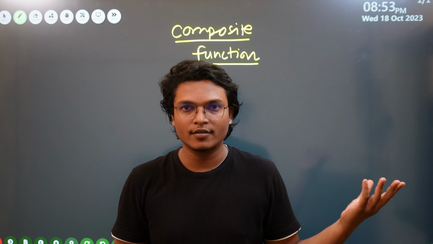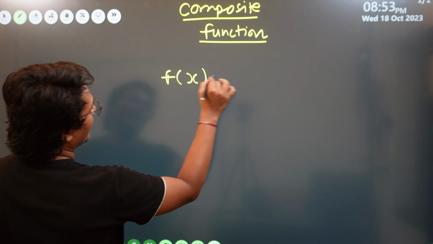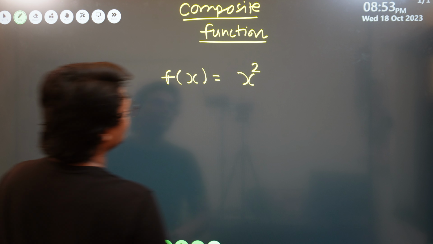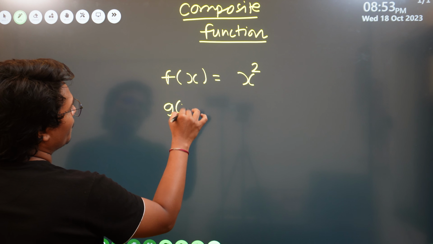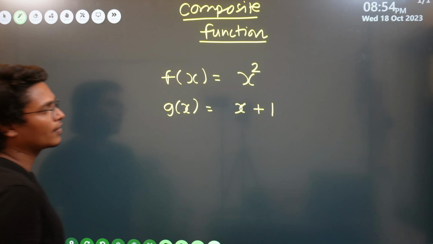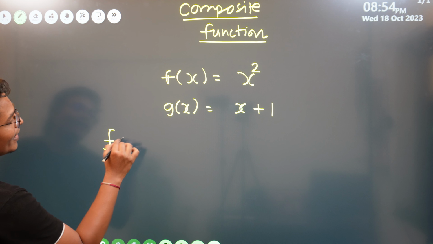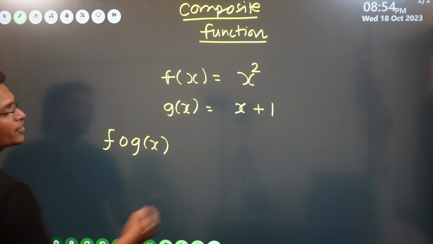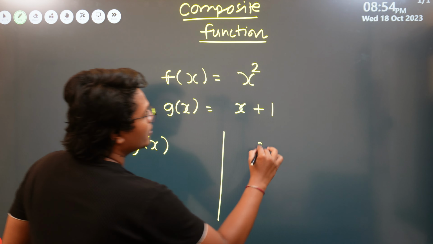Same way, composite functions mean you have to find the combination of functions. Till now in our syllabus only two are given. Like if f of x is given by x square, and g of x is given by x plus 1, right? Now composite means we have to take a combination of both. So I can take f of g of x as one combination or g of f of x as the other combination. Yes or no? These are the only two combinations possible.